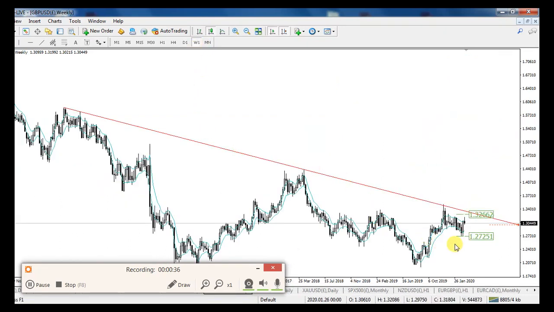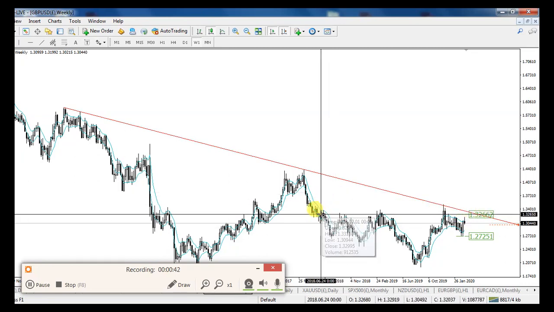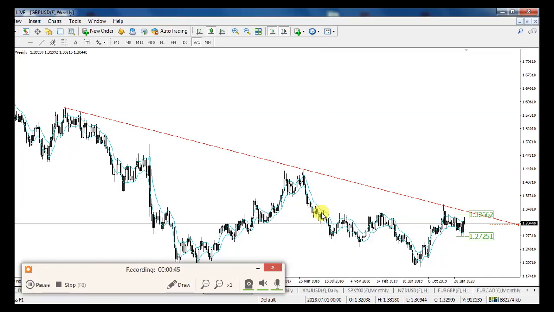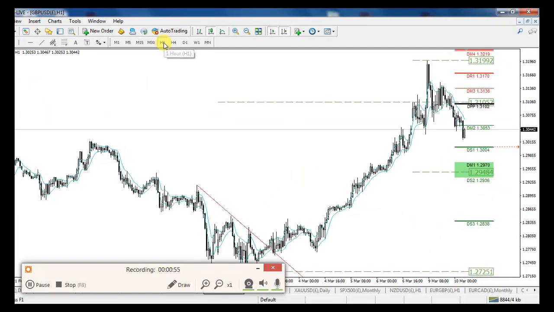I'm waiting for this price to quite possibly push up to this weekly trend line, where about these weekly highs are. So for now, I'm waiting for the price to retrace a bit more, to where that price alert is. If we go to a shorter time frame, it's around where this daily S1 is. I will be looking to go long on that.